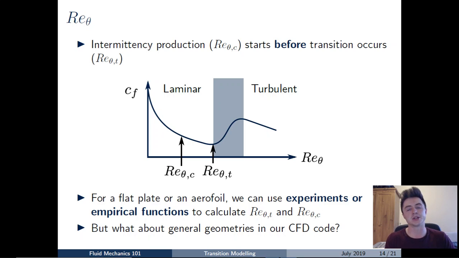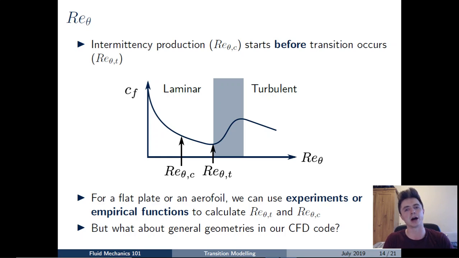Now at some position along the plate, the turbulent fluctuations start, but the boundary layer is still laminar and is still transitioning, and so the skin friction coefficient continues to decrease. And then at a certain point, the boundary layer becomes fully turbulent, and this is where transition fully occurs from transition into the turbulent regime, and the skin friction coefficient increases. So you can see there we've got two different momentum thickness based Reynolds numbers at some distance from the leading edge of our aerofoil or plate.